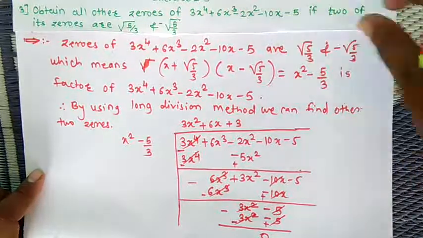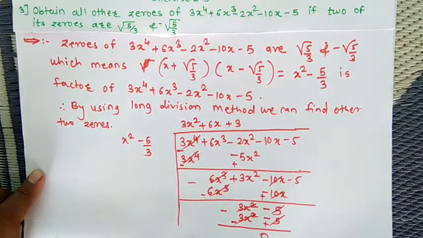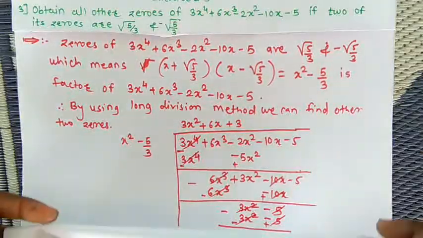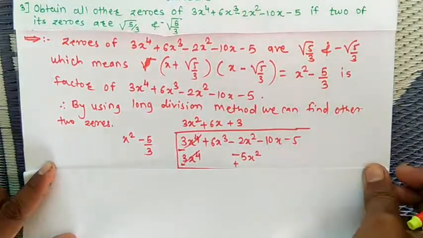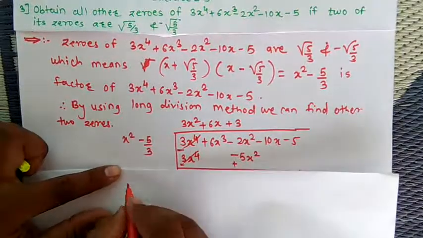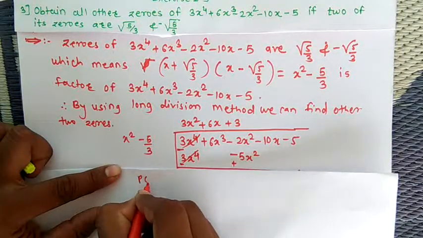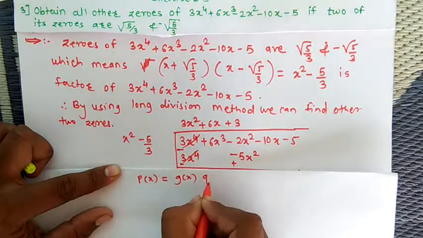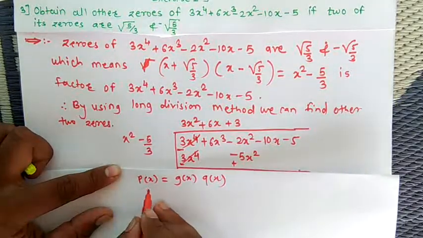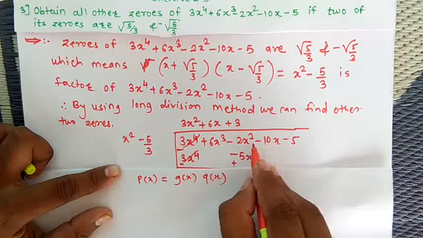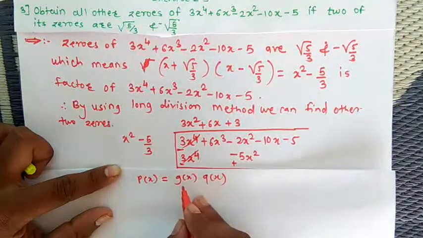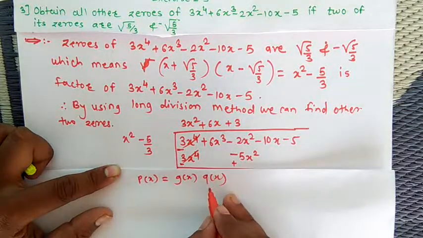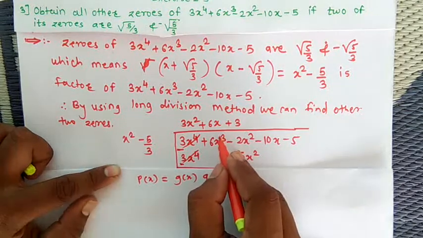Now we will use quotient plus, now we will use one formula that we have learned, that is P of x is equal to g of x into q of x, where P of x is the dividend, g of x is the divisor, and q of x is the quotient. We have already learned this.